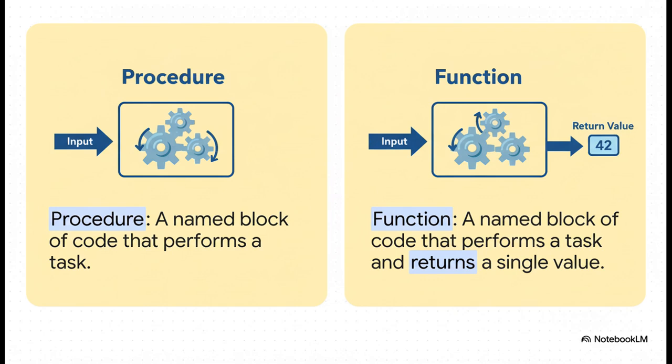But here's the absolute key difference, and you have to remember this. A function always gives something back. It returns a single value. A procedure just does its thing and that's it. It doesn't hand anything back to the main program.